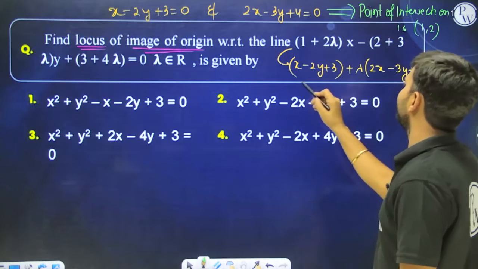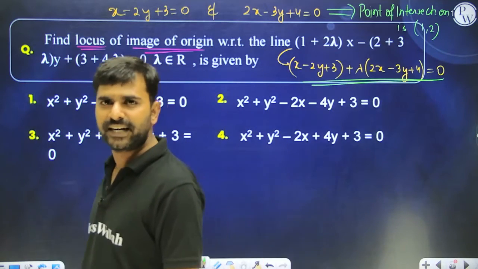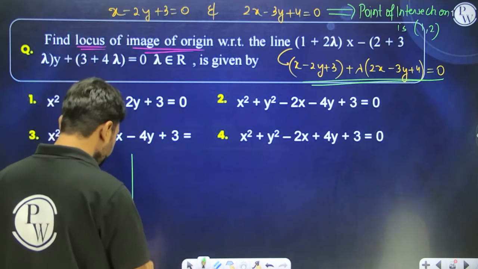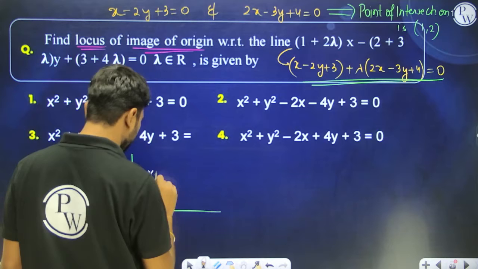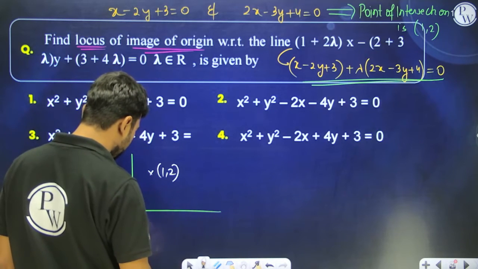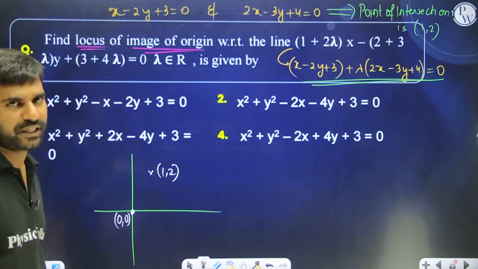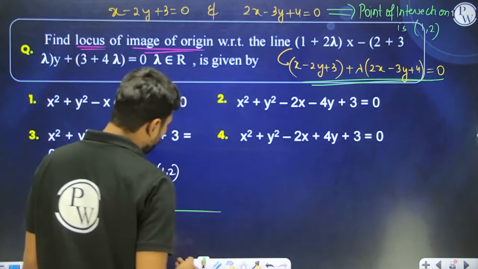So ultimately these are infinite lines passing through (1, 2). Yes or no? I said okay, (1, 2) is going to be somewhere over here, and we have to find the origin's image about this particular point. Now understand one thing, all of these are circles.